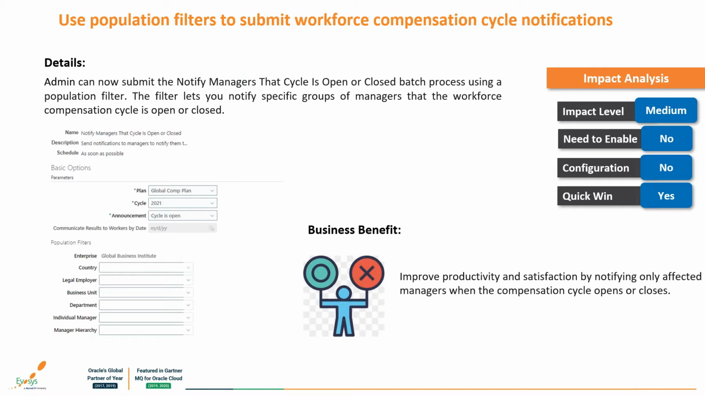Using population filters to submit workforce compensation cycle notification. Previously you didn't have an option to specify a group of managers to notify. It was all or none functionality. You could either notify all the managers in the worksheet or compensation cycle, or none at all. Now the system lets you exclusively select a group of managers to notify based on the population filters that we have provided. This will improve productivity by notifying only the group of affected managers about when the compensation cycle is open or closed.